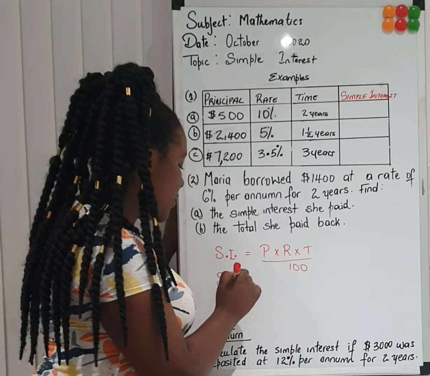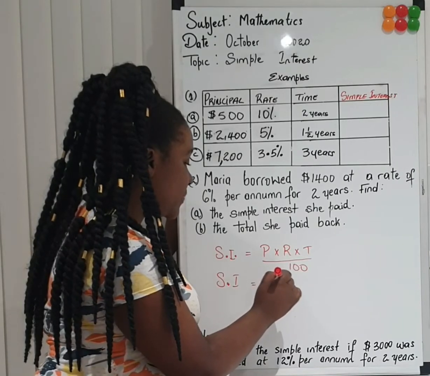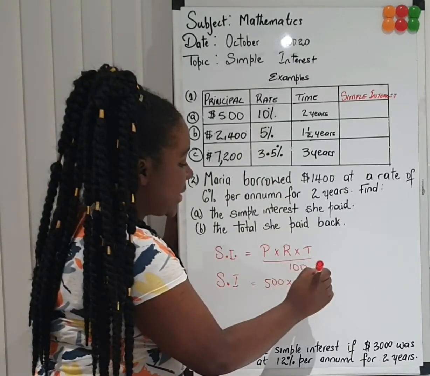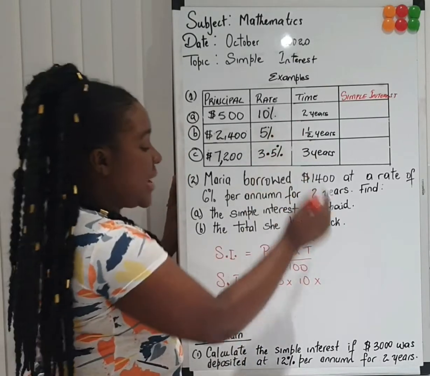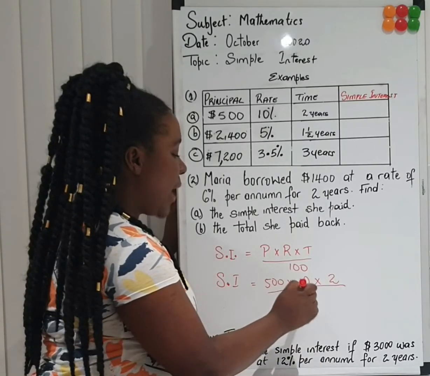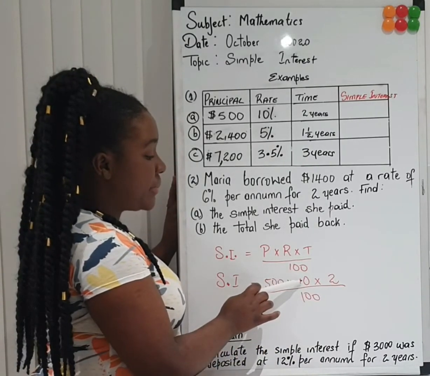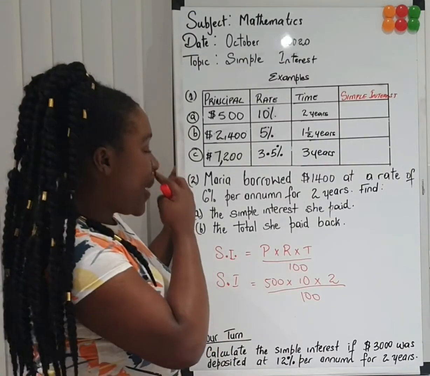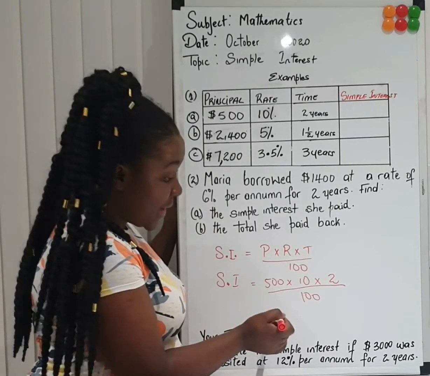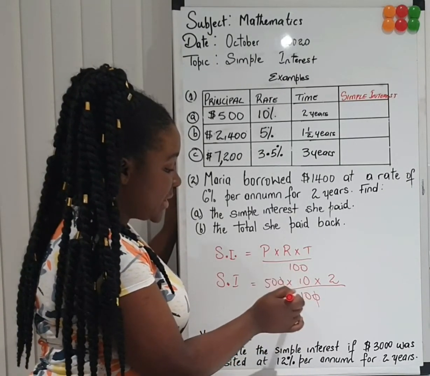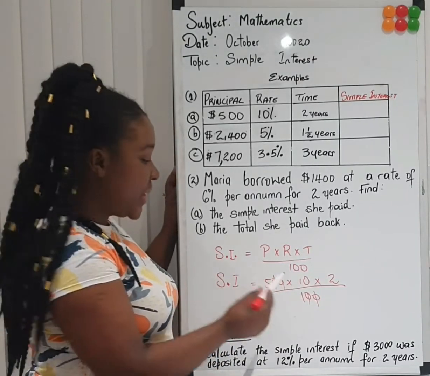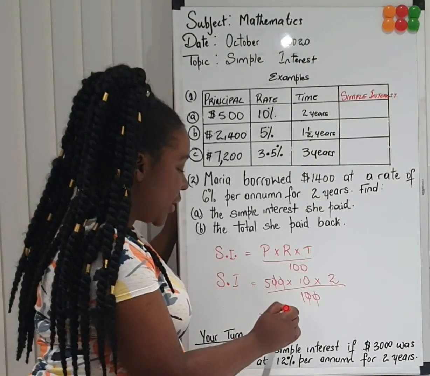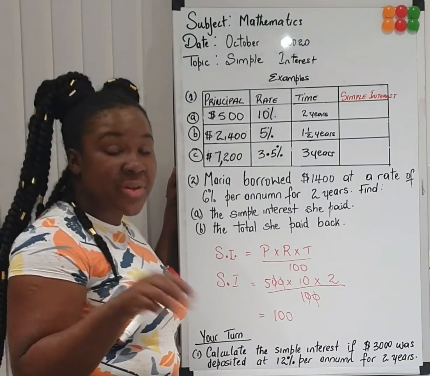So we're doing A using the formula. So it's $500 times the rate is 10%, so that's 10, times the time, which is 2 years. So that's 2, and we put all of that over 100 because the 10% symbolizes 10 over 100. Alright, good. Alright, so we're going to go ahead and simplify. So 0 cancel 0, 0 cancel 0. Good. So we have 5 times 10, which gives us 50, times 2, which gives us 100. So our simple interest is $100.